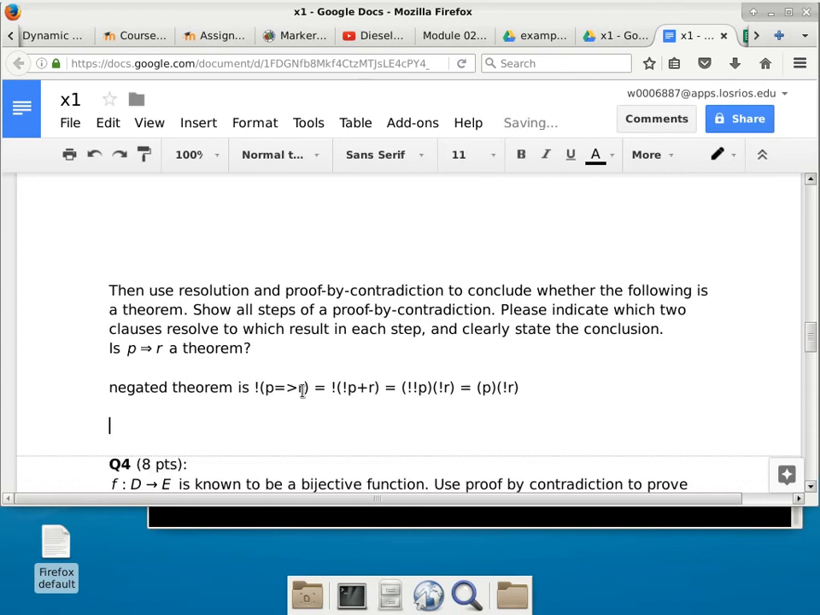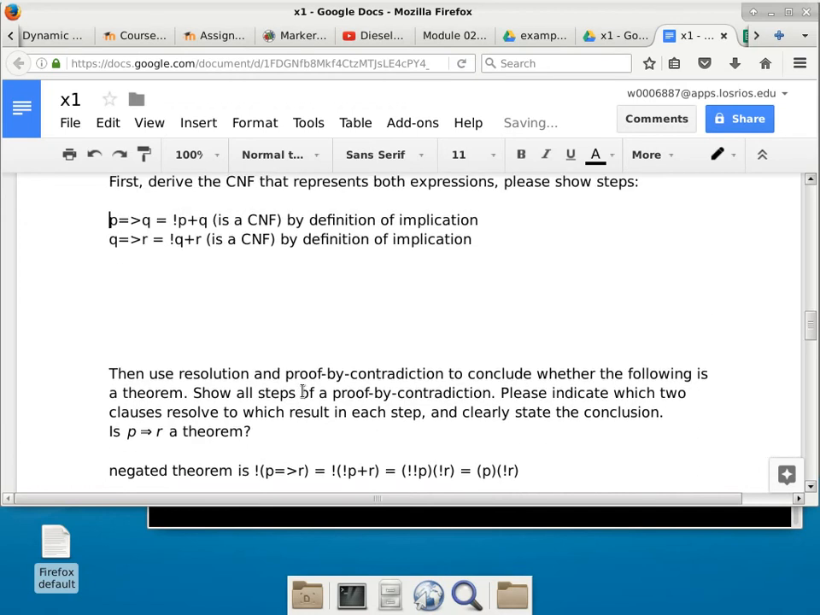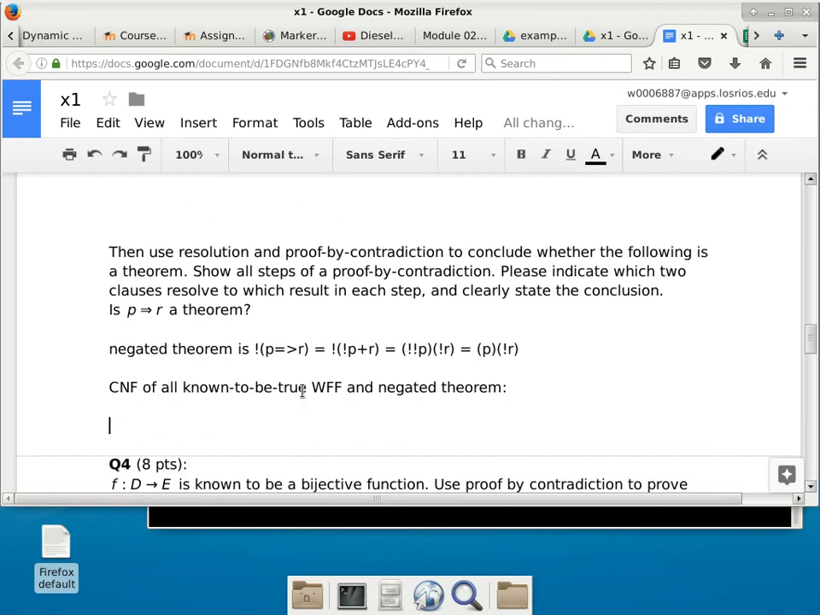Now that you have the negated theorem, we put all the expressions together. So this is the CNF of all known-to-be-true well-formed formulae and the negated theorem. In this case, I can cheat a little bit because I can copy and paste, so it's not really that much writing. And I think just manipulating the cursor is taking enough time.